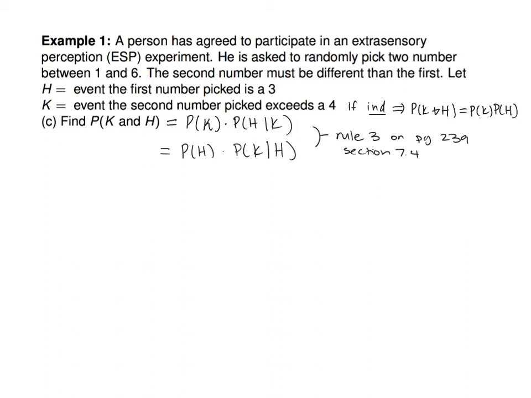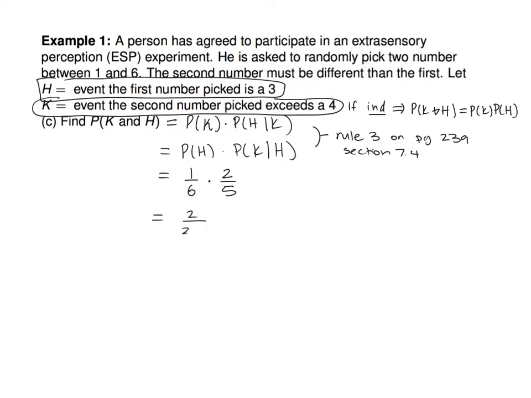But if you think about this intuitively, think about this. The first number you pick is a 3. That has probability of happening 1 in 6. Then the chances that the second number you pick is a 4, or is bigger than 4, we just found that knowing the first number is 3, that's 2 in 5. So this ends up being 2 over 30, which reduces to 1/15.